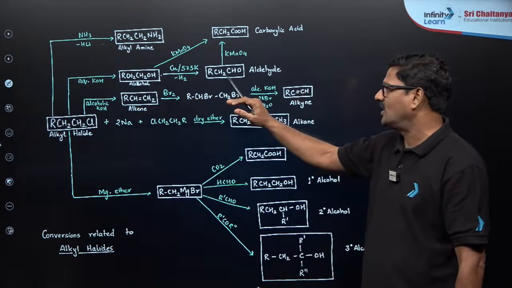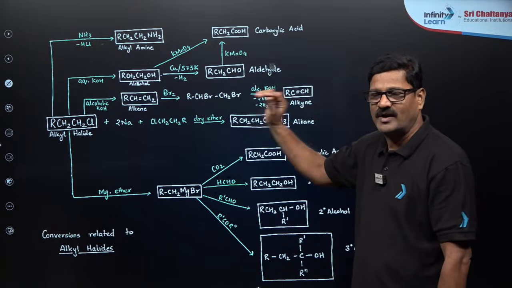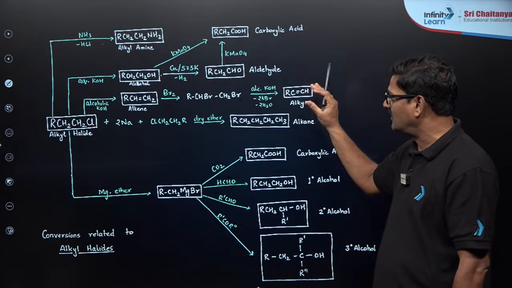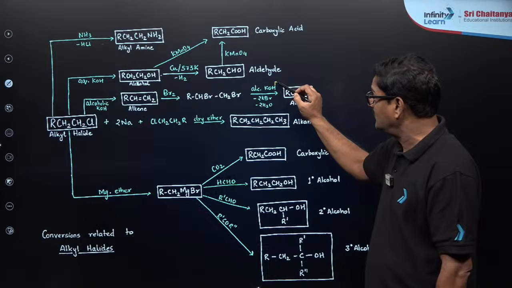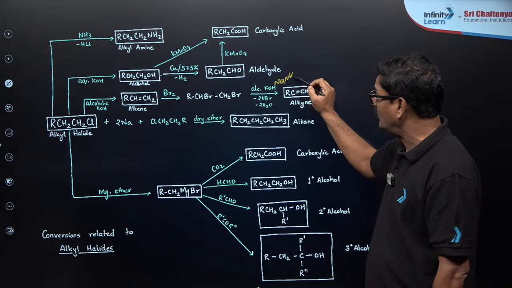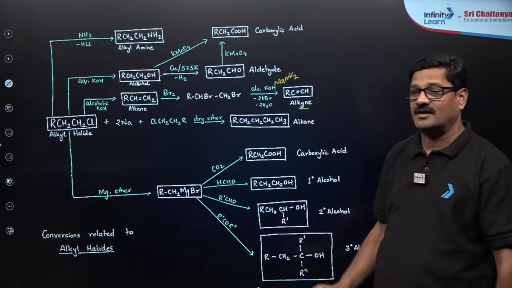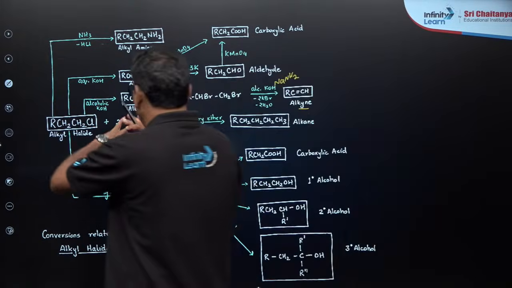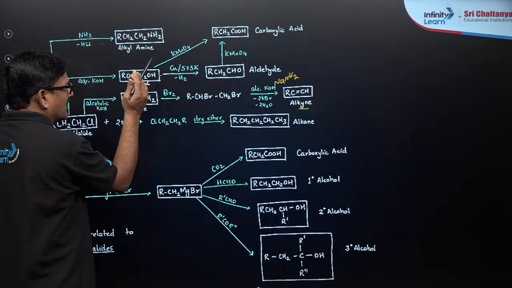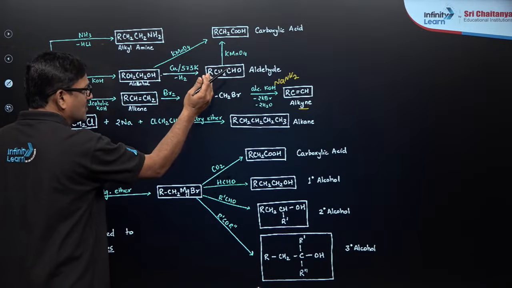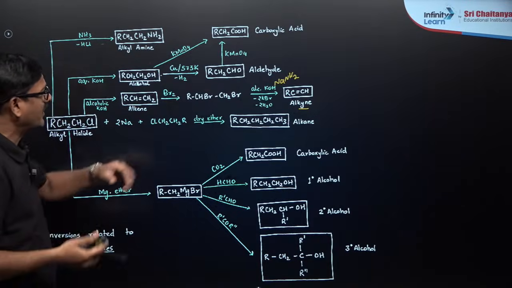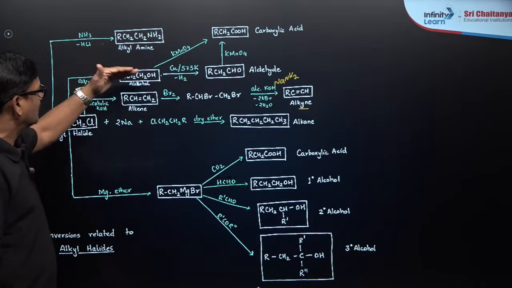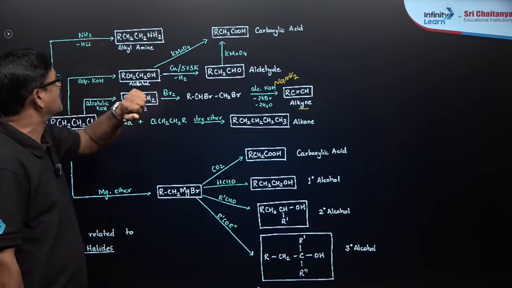You can add Br2, vicinal dibromide is formed. And this vicinal dibromide with alcoholic KOH, again alcoholic KOH and NaNH2 you have to use, then only you are going to get an alkyne. So this is where we check everything. Alcohol with copper, dehydrogenation takes place, so aldehyde is formed. Aldehyde with KMnO4, carboxylic acid is formed. Alcohol with KMnO4, carboxylic acid is formed.